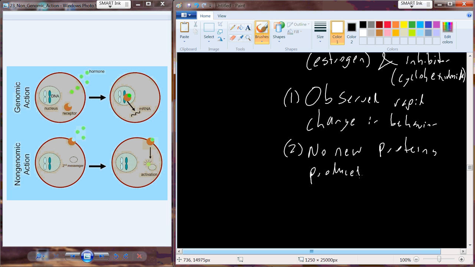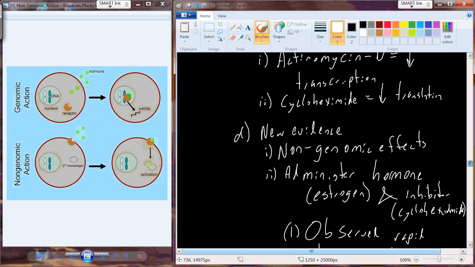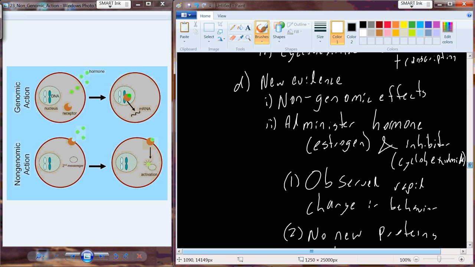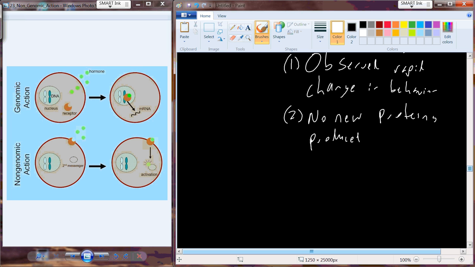Oh, I'm sorry. That should have been transcription there. They both block transcription. That was a miscue on my part. Either way, we're not producing new proteins when we downregulate transcription.